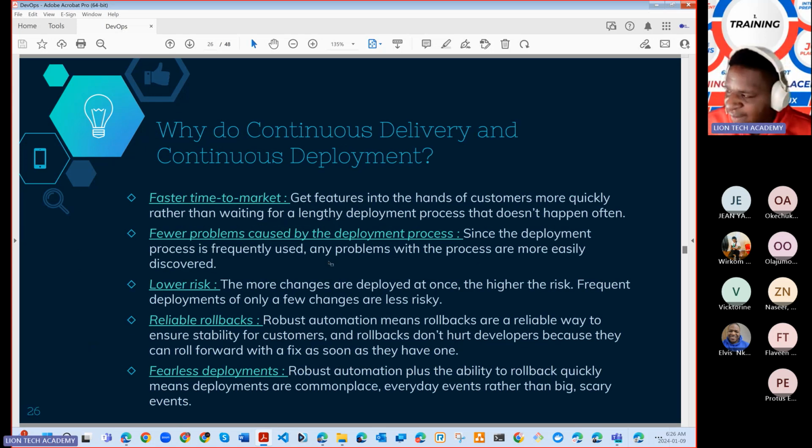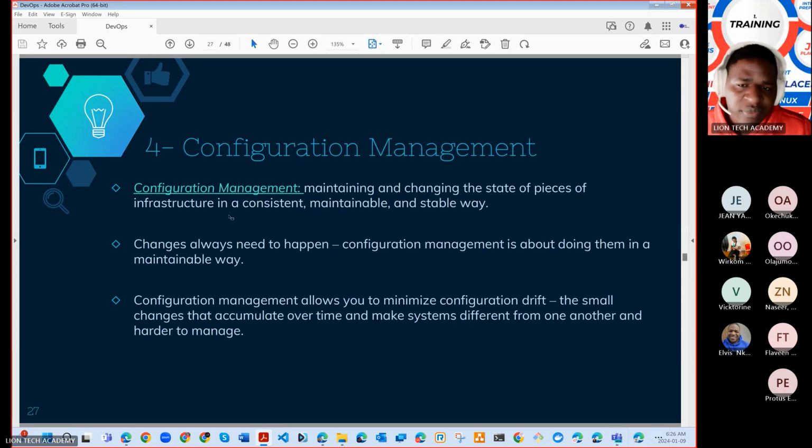So what are some of the advantages of implementing continuous deployment and continuous delivery? First, we can deliver our application faster to the market. We have fewer problems caused by the deployment process, lower risks, reliable rollback, and fearless deployment. I just explained all of that.